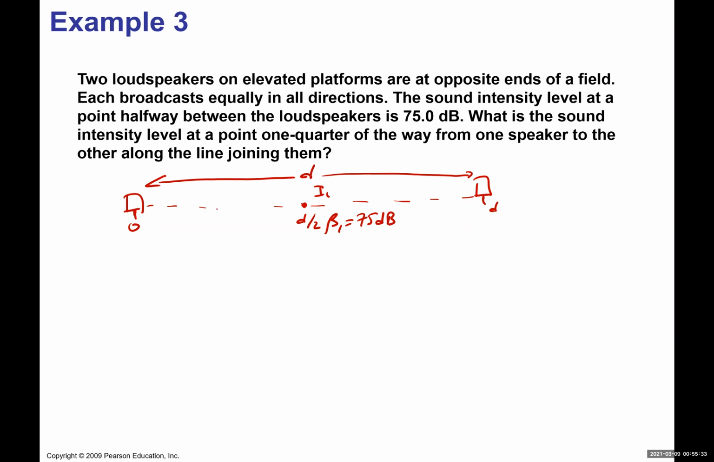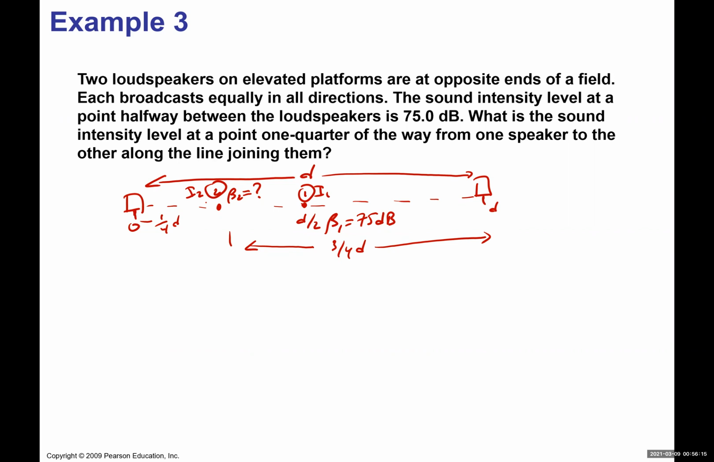And then we have somewhere over here, a quarter wave. Let's call this point 1 and this point 2. At point 2, this distance is 1/4 of D, and this distance is 3/4 of D. Let's say beta 2 here is unknown. We want to find that, so we have I2 and beta 2, intensity 2 and intensity level 2. Those are the things we're going to be looking for. Our goal is to find that beta 2.